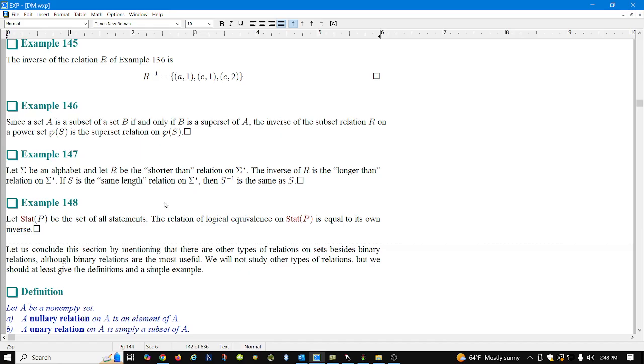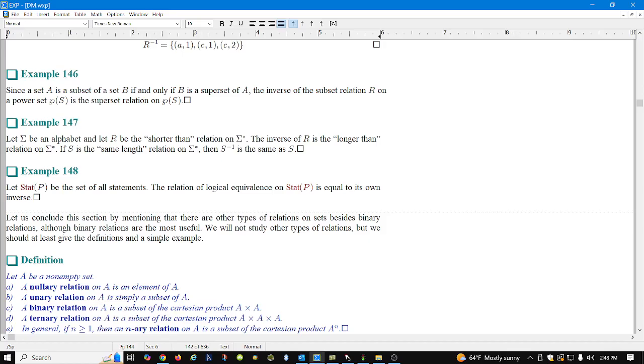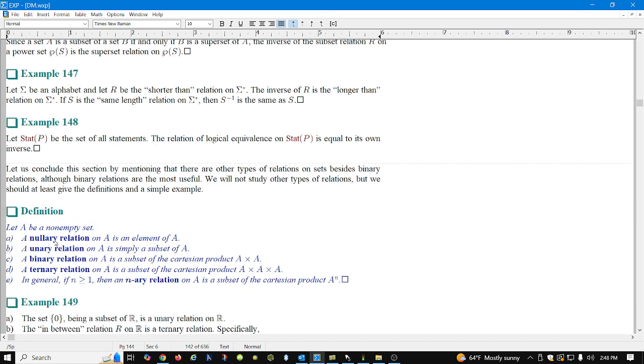So I'm going to conclude this section of the book by mentioning that there are other types of relations besides binary relations, and they can be extremely important. Although, in some sense, binary relations are the most useful, I guess you'd say. So here's a definition. Let A be a non-empty set. A nullary relation on A is just an element of A.